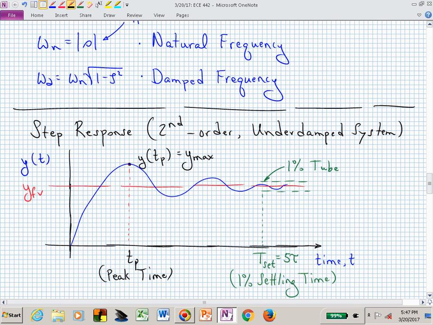We have the time that the response initially maxes out, or the peak time, T sub P, or the maximum value of the output Y. We have the final value where it eventually goes.